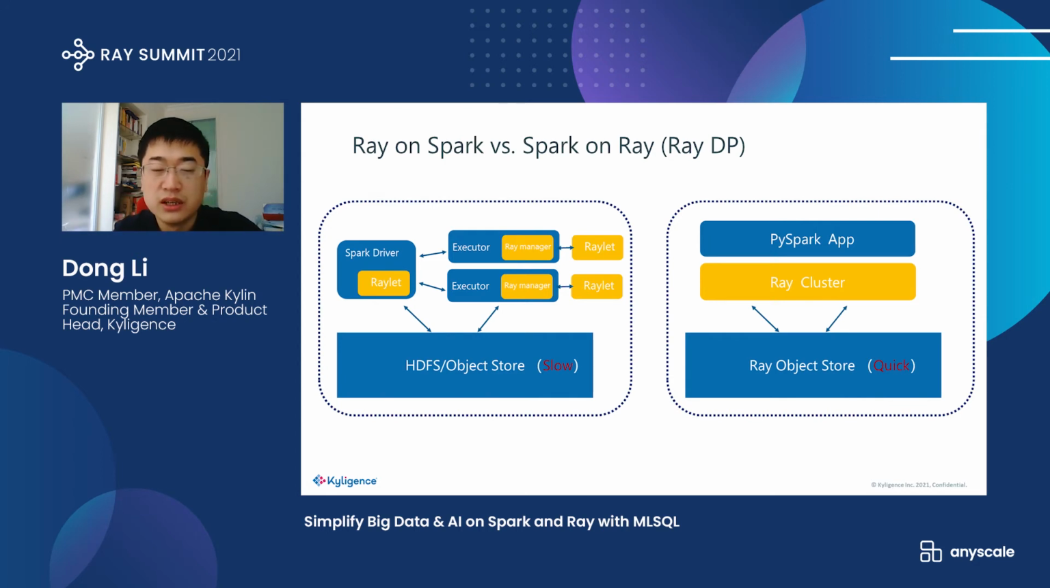And what's more, both options need an intermediate storage to achieve the data exchange. But RayDP uses its own built-in object store, which can be more efficient at leveraging memory. It should be faster. Yeah.